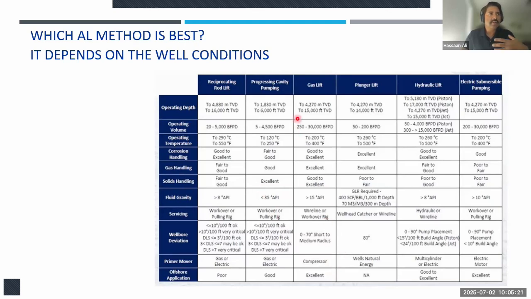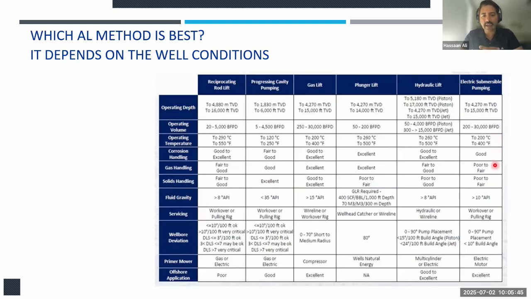Now, these were some of the artificial lift methods. But let's say once you consider these with the electrical submersible pumps, they can go all the way to 30,000 barrels of fluid per day. So they are really good if you have to move a lot of fluid. They can go all the way to 200 degrees Celsius as well. Although they are good for corrosion handling, they are really bad for gas handling.